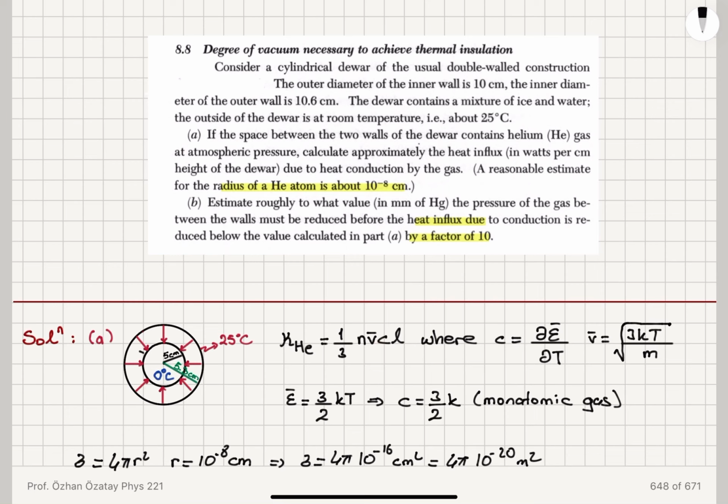v bar C L. Here n is the number per volume, v bar is the mean speed per molecule, which is approximately equal to the RMS speed, square root of 3kT over m. C is the heat capacity per molecule, which is the derivative of the mean energy per molecule with respect to temperature, which is 3 over 2 kT according to the equipartition theorem for a monatomic gas.